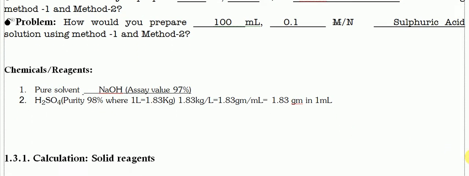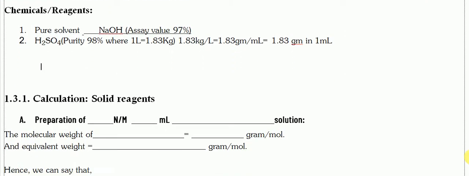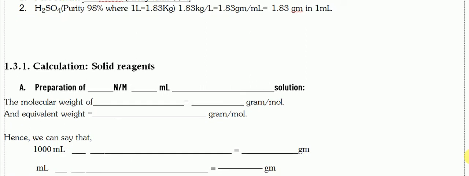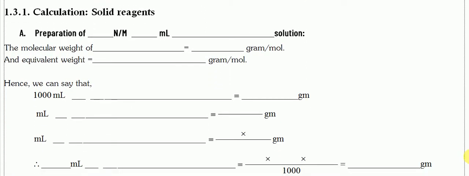You have to write down the complete procedure of the mathematics that is required to prepare this solution, and you have to fill up this mathematical calculation both in your laboratory manual and also in your data sheet. So our first question was for solid reagent. The solid reagent was sodium hydroxide, and our question was preparation of 250 ml 1 molar sodium hydroxide solution. Now we have to fill up this form like this.